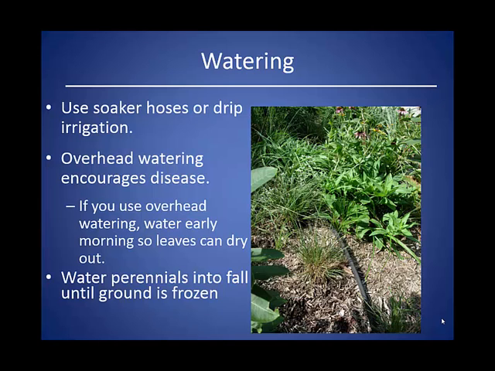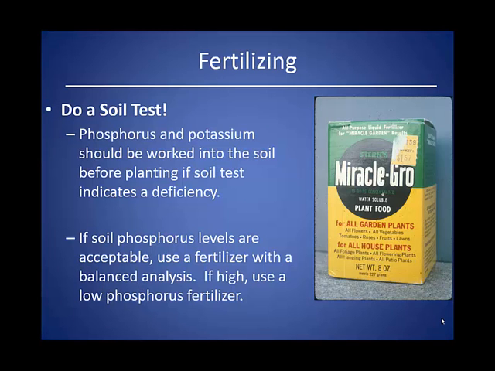But using soaker hoses or drip irrigation puts the water where it needs to be, which is closer to the root system, lessens the amount you have to put on because of evaporation, and lessens your disease issues. And you do want to water perennials into the fall until the ground is frozen. Even if you've had them in for 6 weeks and you feel like they're well established, you keep on watering, making sure they get adequate water until the ground freezes in December or whenever.